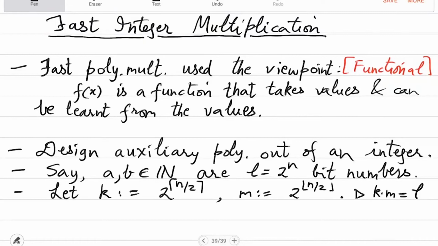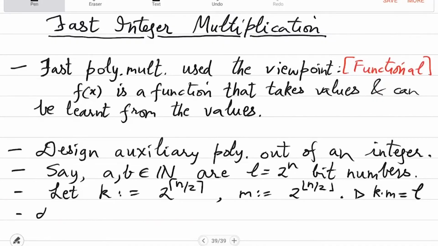Okay, so in the simplified case, square root L will be the degree of the polynomial, and the coefficients will be integers with how many bits? Around square root L, right? So you will be looking at this integer a as a polynomial of square root L degree, and the coefficients are small integers, so they are square root L bits.